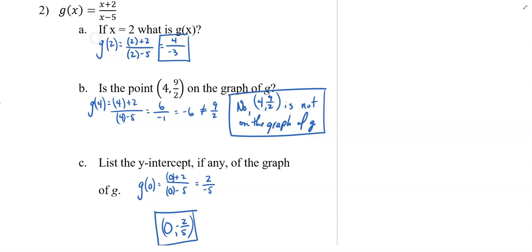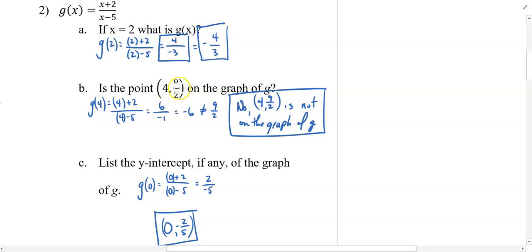And so here are the solutions that I would expect you to find. If x is equal to 2, what is g of x? Well, when x is substituted with 2, that simplifies to 4 over -3. It's perfectly fine to write this as -4/3 as well. That's perfectly fine.